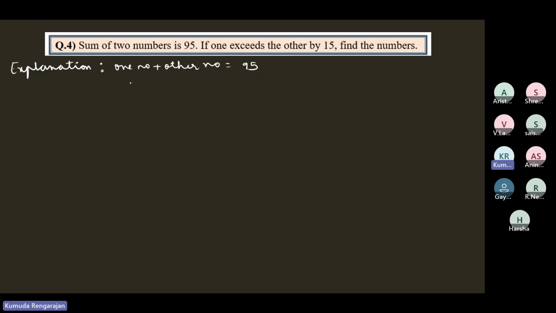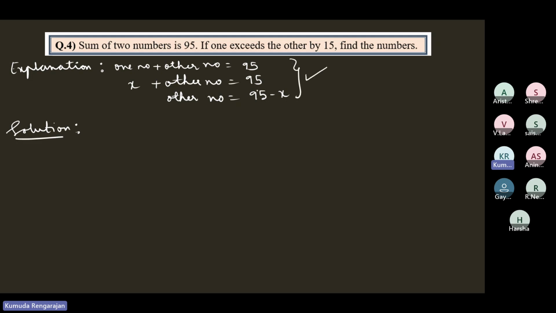So supposing you call that one number as x, plus the other number is equal to 95. So what is the other number in terms of x? Other number will be 95 minus x. So this you can do in the rough column, or you can just write it as a part of your answer. It's not wrong. But it's enough if you start from here. If you want, you can show this as a part of your answer, children. Otherwise, you can do this in the rough column and start from what I'm going to write here in solution.